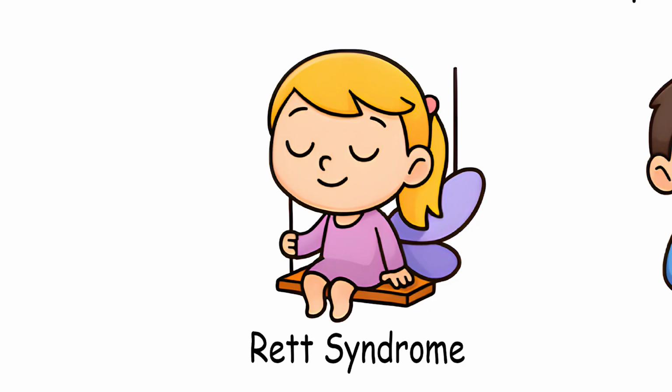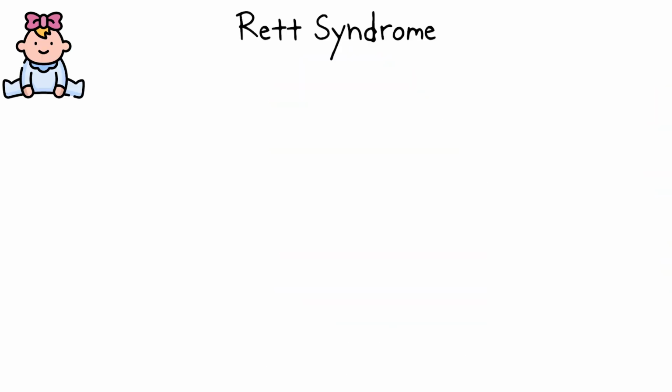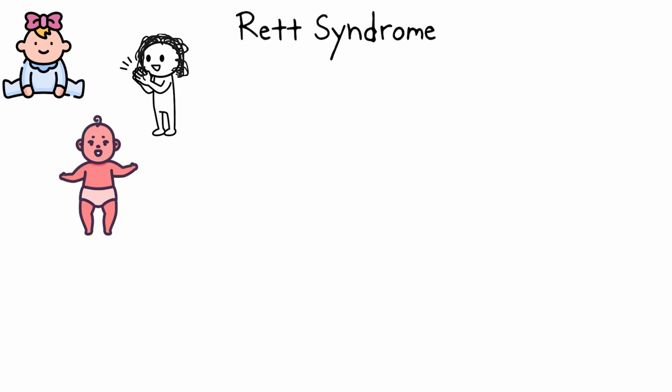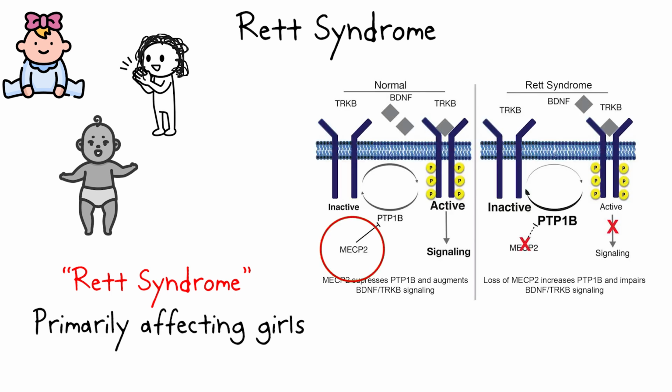Rett syndrome, the silent fighter. Picture a bright-eyed baby girl who babbles, claps hands, and maybe takes first steps. Then slowly, those milestones slip away. Rett syndrome, primarily affecting girls, is a neurological disorder caused by mutations in the MECP2 gene on the X chromosome.